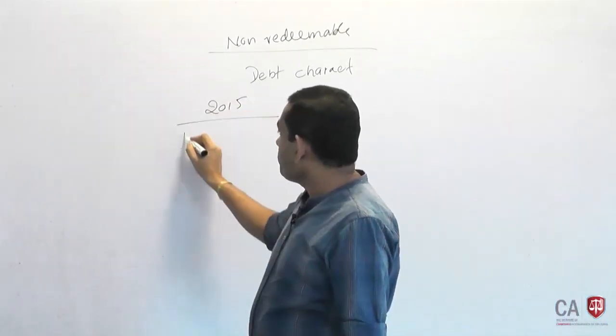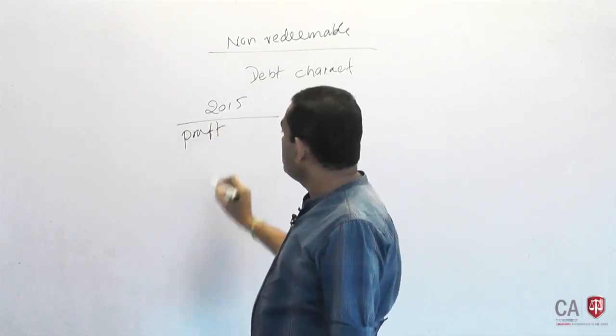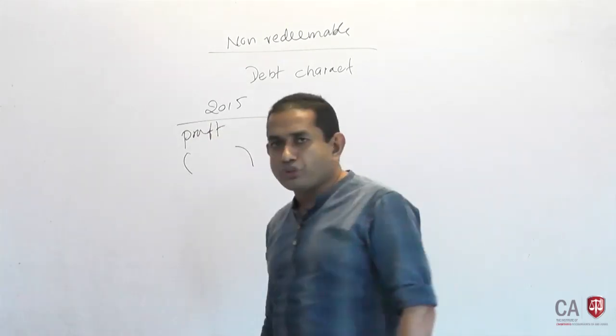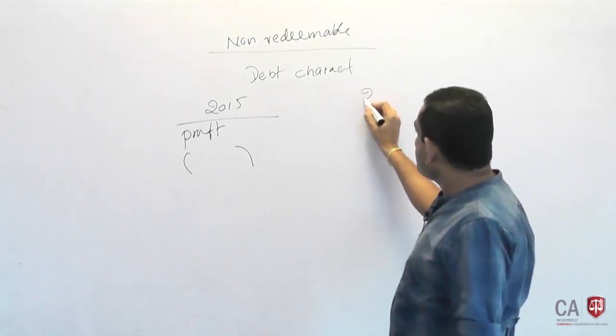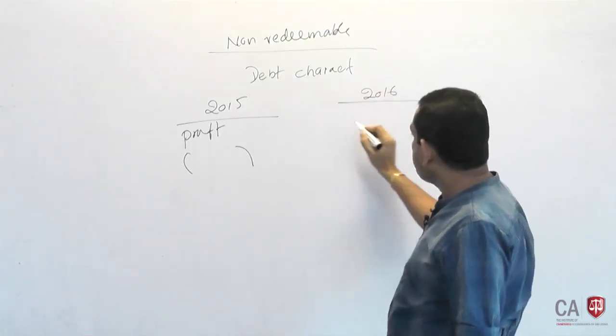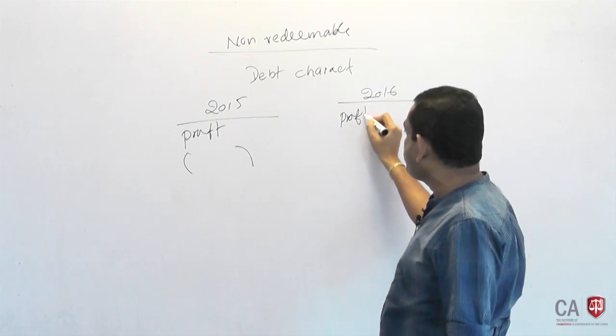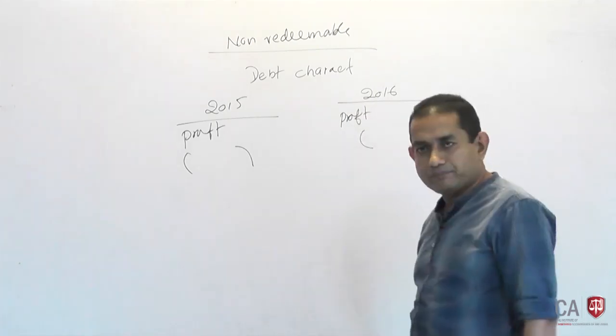Then in 2015 profits, you paid dividends, we have no issue, we can afford. In 2016 profits, again we can afford to pay dividends and we paid.